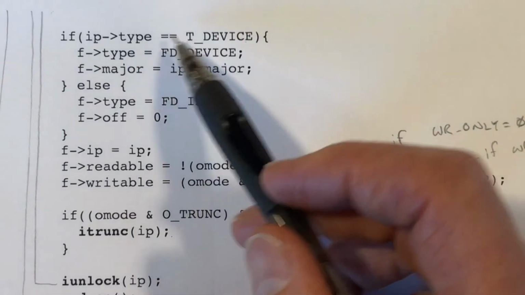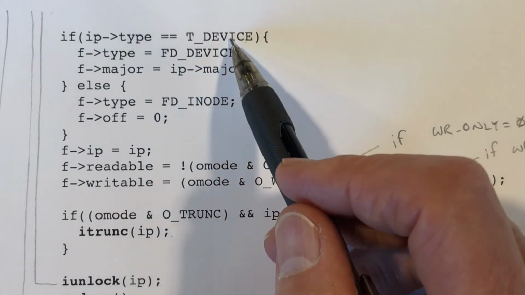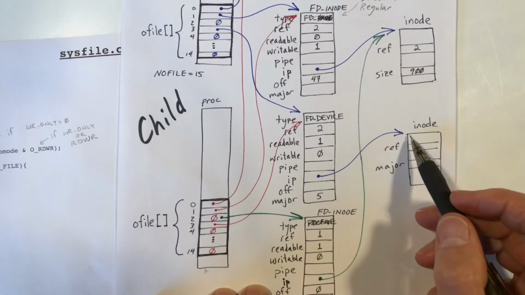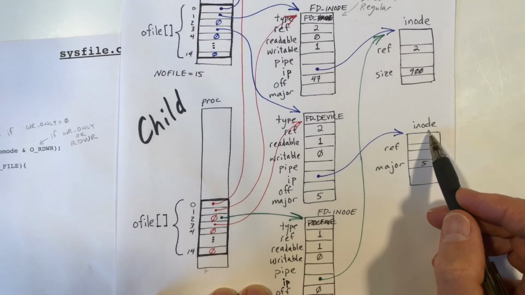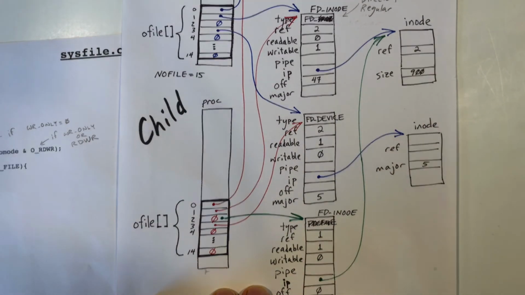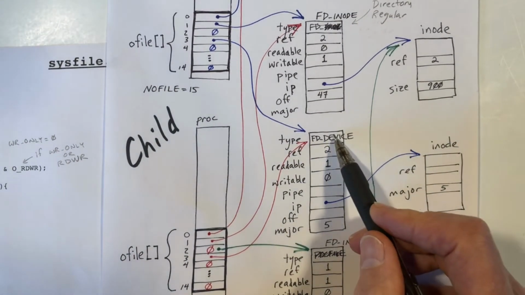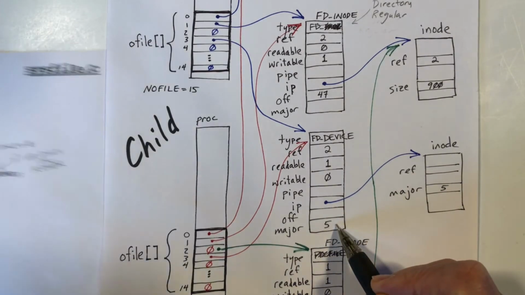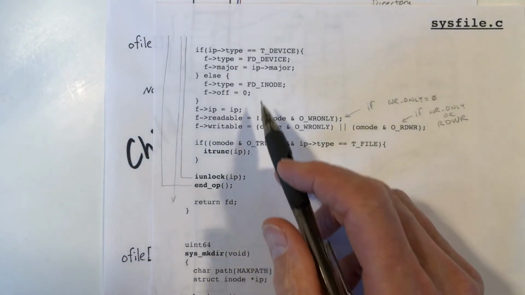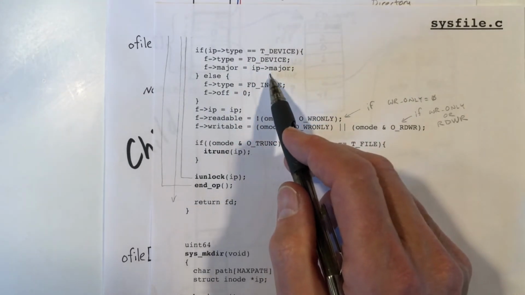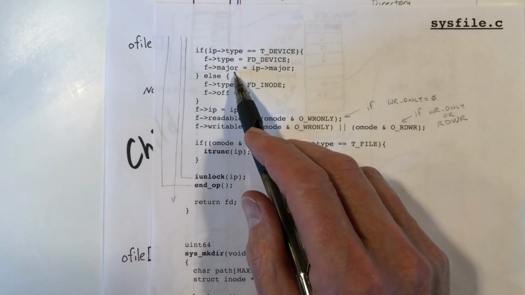If the type of the inode that we've just opened is device, then we've got this situation down here where the inode points to a device. What we need to do is set the type of the file structure that we've allocated to device and copy the major number to the file structure. So that's what we're doing here. We are setting the type to device and copying the major number from the inode to the file structure.